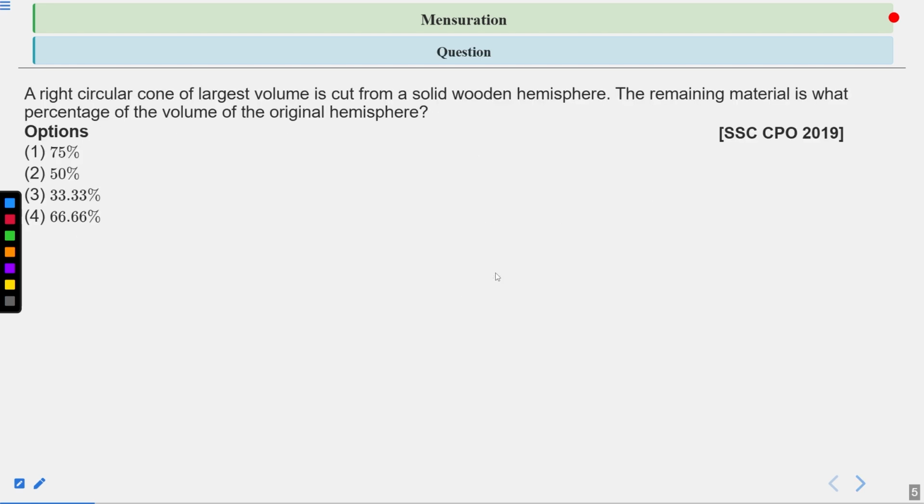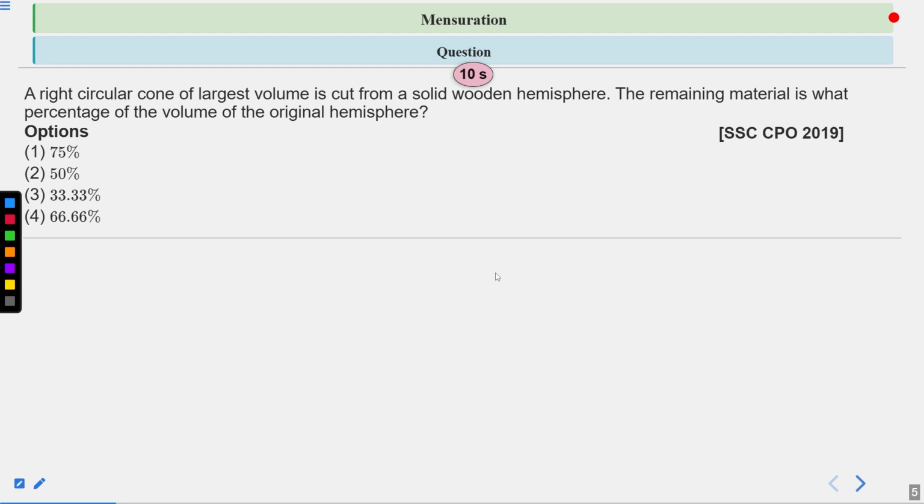A right circular cone of the largest volume is cut from a solid wooden hemisphere. The remaining material is what percent of the volume of the original hemisphere? This question was asked in the SSC CPO exam 2019. There are four options: 75%, 50%, 33.33%, and 66.66%.